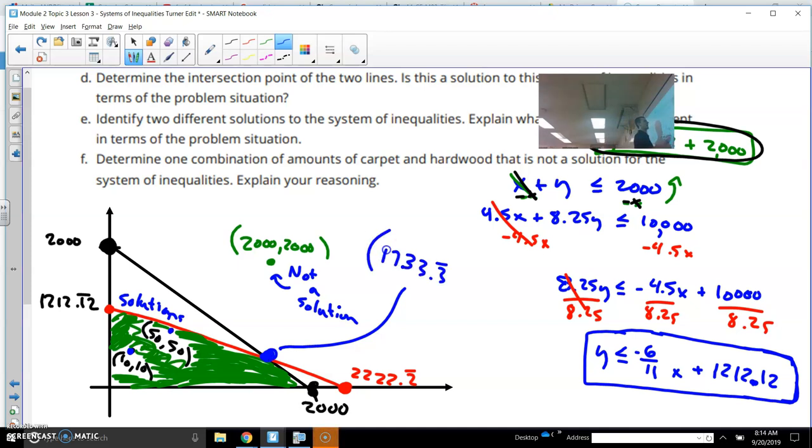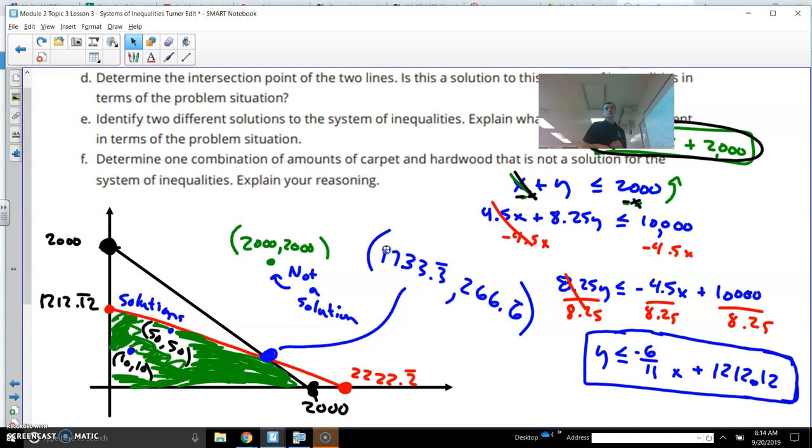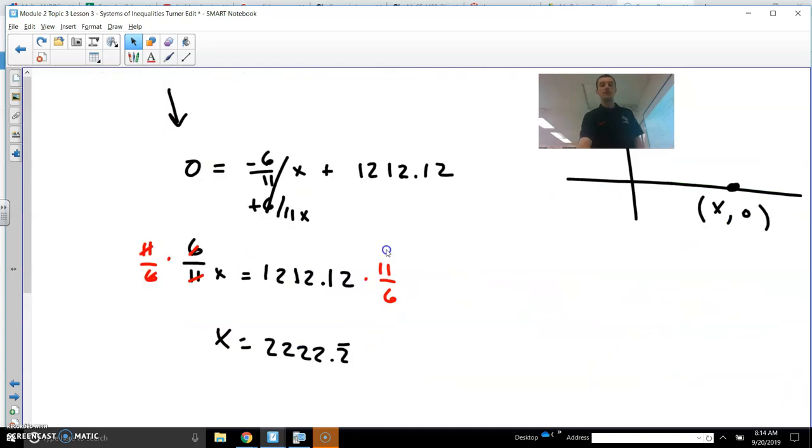.3 repeated, and the other one was 266.6 repeated. So these are where the two ideas meet in terms of having exactly 2,000 square feet and then maximizing the amount of money that you could spend. You could spend $10,000 exactly if you got these values in terms of square foot.